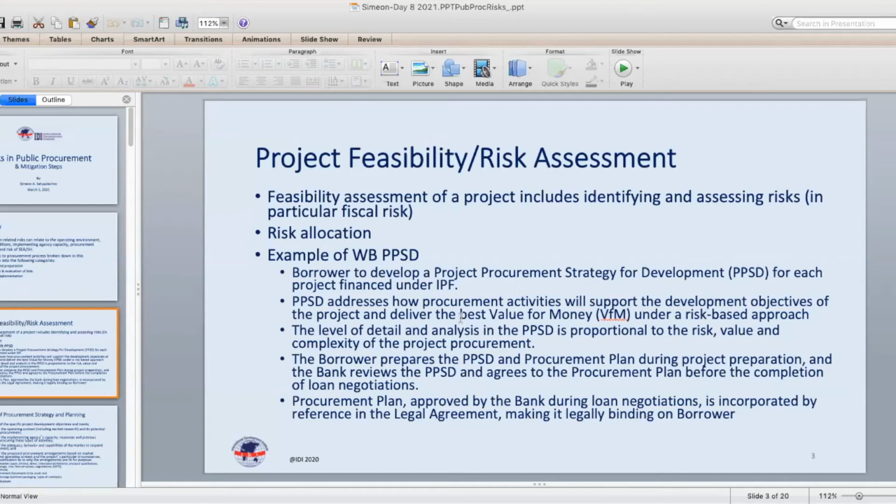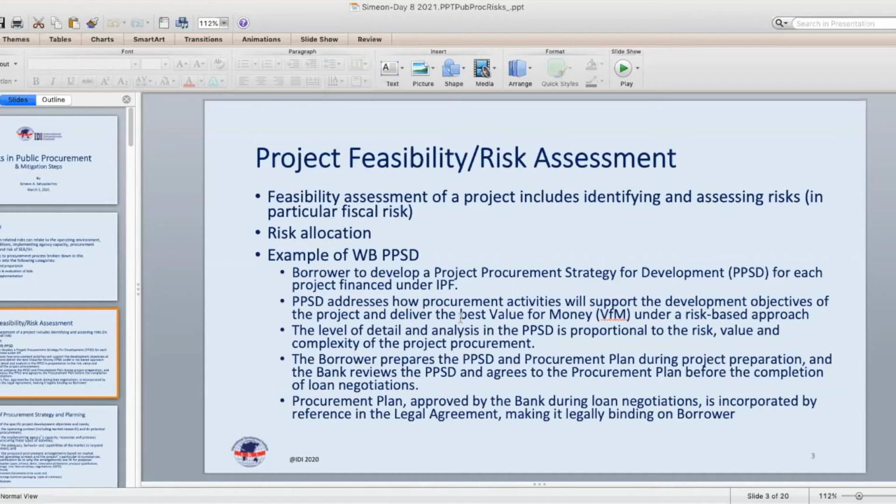What's new since 2016 in this regard that I would just call attention to is the step that has been introduced under the new World Bank regulations and attendant instruments, the Project Procurement Strategy for Development, PPSD. And there's a more detailed version of the PPSD for larger projects and a less detailed, simplified or streamlined form of the PPSD for lower value projects or less complex projects.